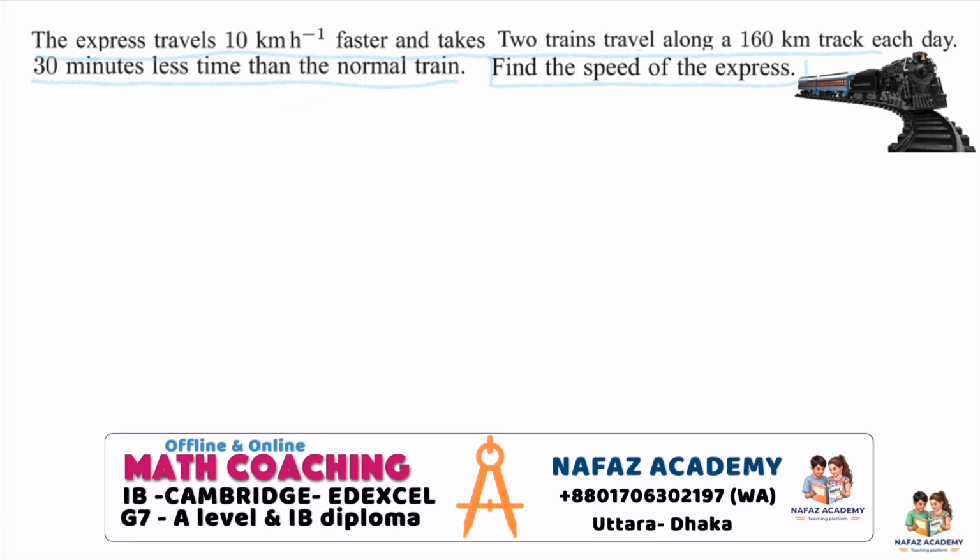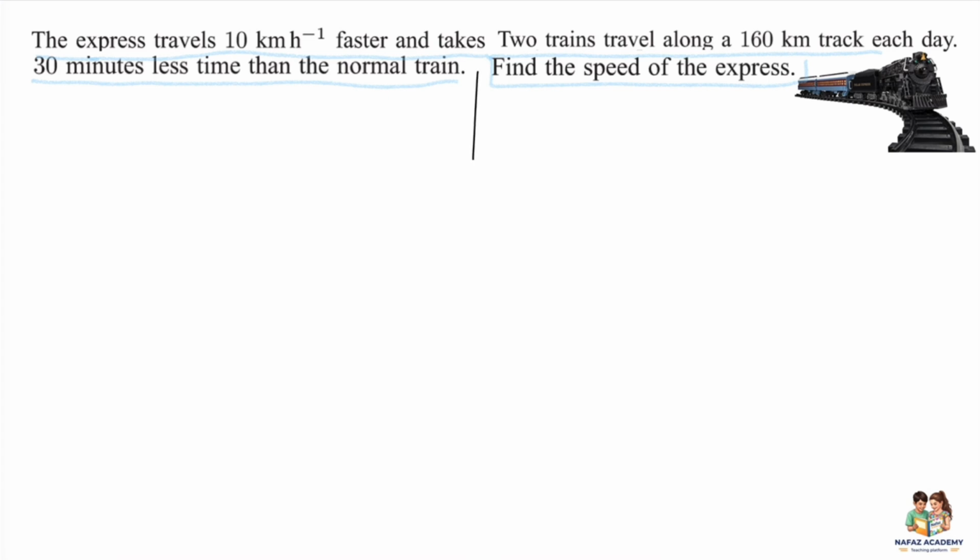and the two trains travel along a track that is 160 km long. So what is the question? Find the speed of the express train, the faster one.